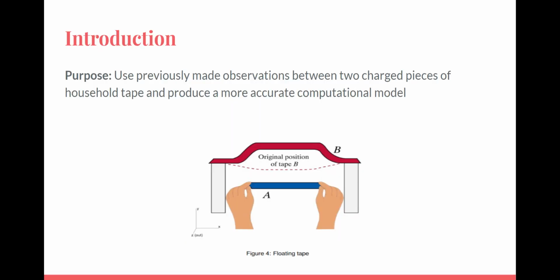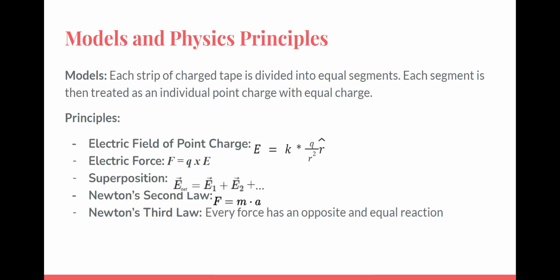The purpose of this lab was to use the previously made observations between the two pieces of charge tape and make a more accurate model, mapping them more as lines and using that instead of treating them as point charges. Each strip of charge tape in the models for this lab is divided into equal segments, and each segment was then treated as an individual point charge with equal charge.